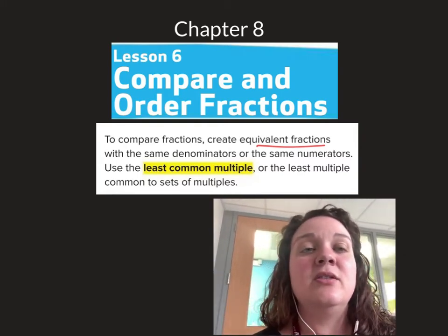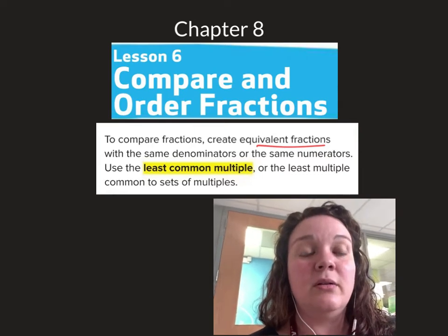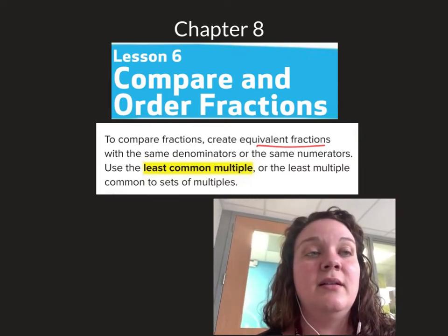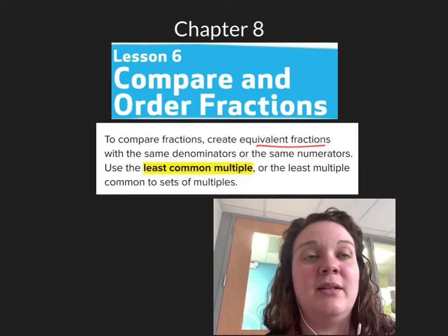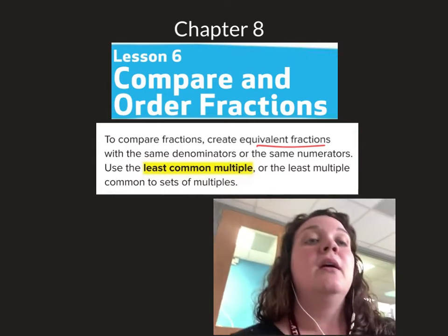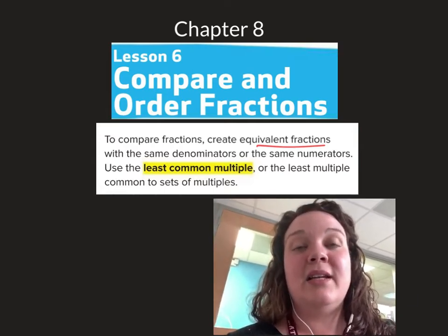To do that, we need to use the least common multiple. Some say it as least multiple common, which is just a confusing way to say it. It's the smallest number that they share.